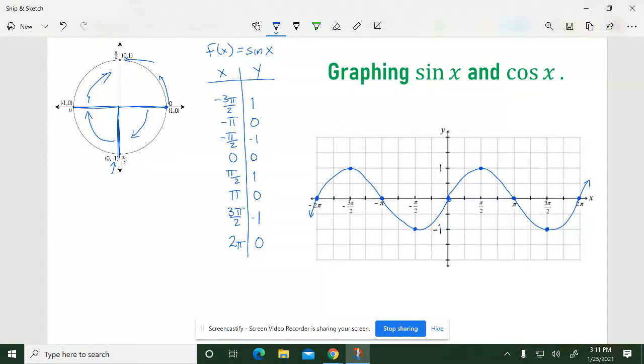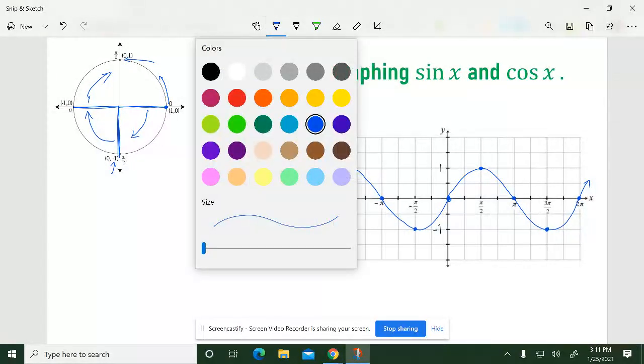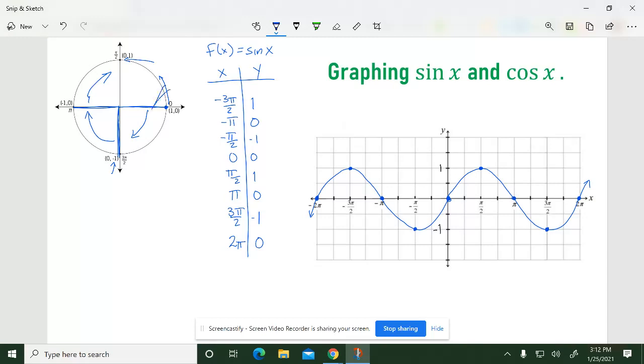So let's go ahead now and do cosine, and cosine is going to be very similar because it's based on the same patterns on the unit circle. And let me clean up these scribbles and get a different color. Okay, so let's do f of x equals cosine of x.